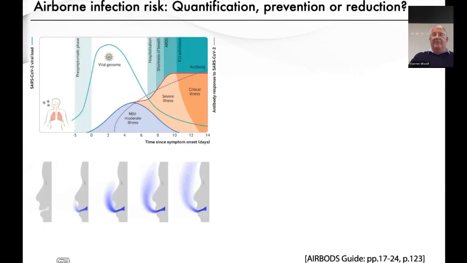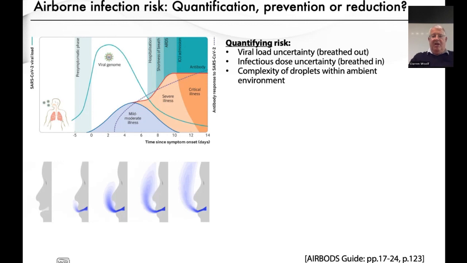So when we talk about airborne infection reduction, you may be wondering, why isn't it about assessing, quantification, prevention or reduction? If we think about quantifying risk, there's a huge uncertainty related to the viral load, what's breathed out, and infectious dose, what's breathed in. This graph here is just a schematic, but obviously if you apply that to any particular population in a particular room, to actually catch what's going on with the breathing as well, which is highly dynamic.